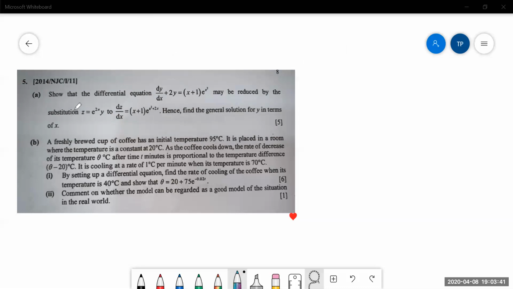Okay, a freshly brewed cup of coffee has an initial temperature. Okay, very nice. So what does this tell us? When t is equal to 0, theta is equal to 95, right?